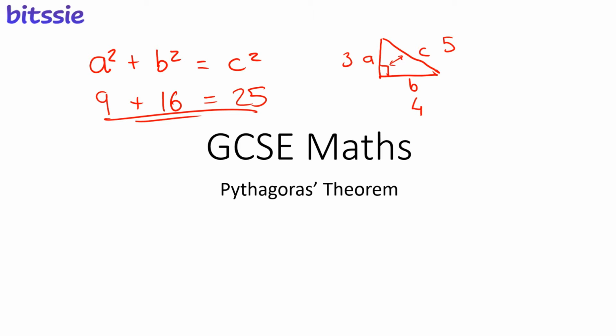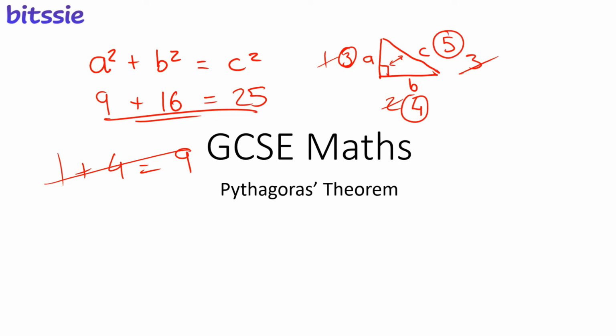However, if a was 1, b was 2, and c was 3, we'd have 1 squared, which is 1, plus 2 squared, which is 4, equals c squared, 3 squared, which is equal to 9. But that is not true. So we can't have 1, 2, and 3. That would be an impossible triangle. Which means that there are only certain sets of numbers which fulfill this theorem.